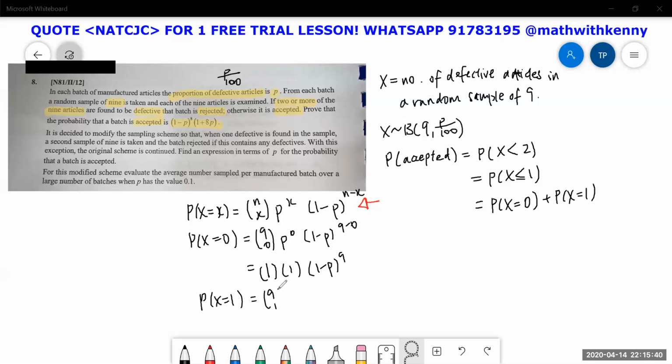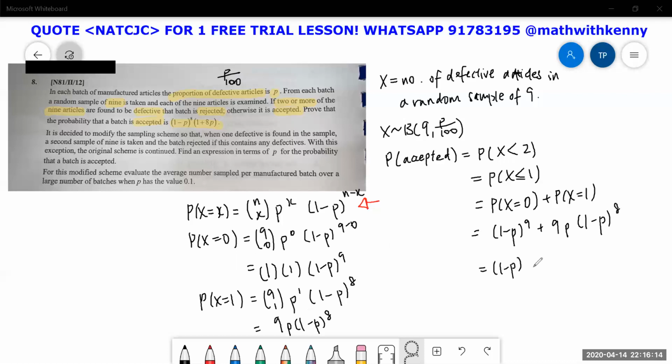So it will be 9 choose 1, p to the power of 1, 1 minus p to the power of 8, which equals 9 choose 1 is 9p, 1 minus p to the power of 8. So over here, what we will get is 1 minus p to the power of 9 plus 9p, 1 minus p to the power of 8. So we have to factorize out 1 minus p to the power of 8.